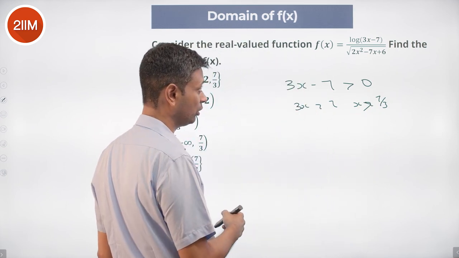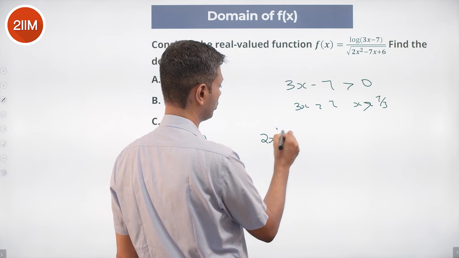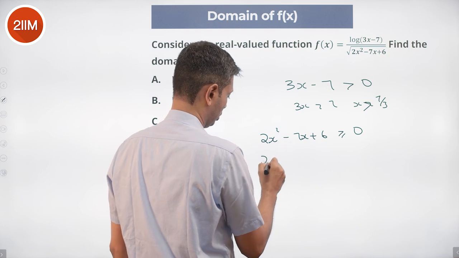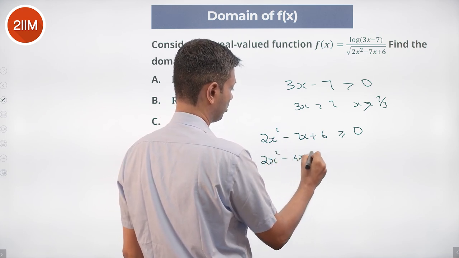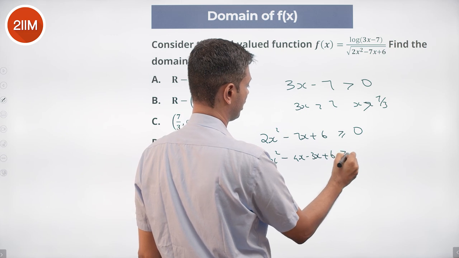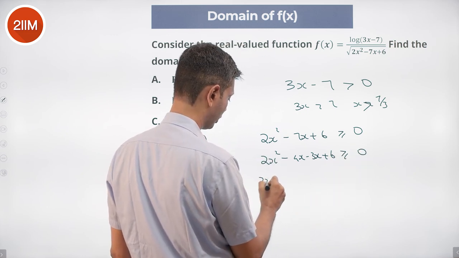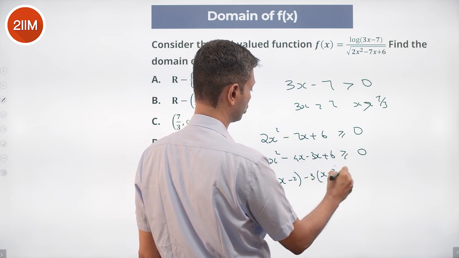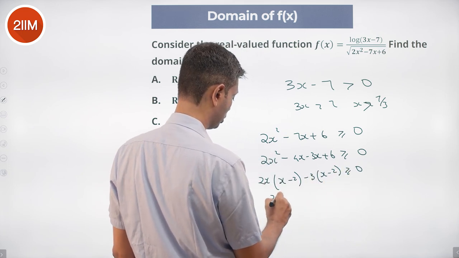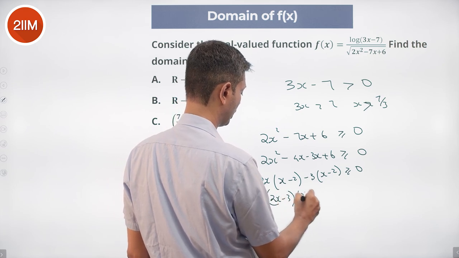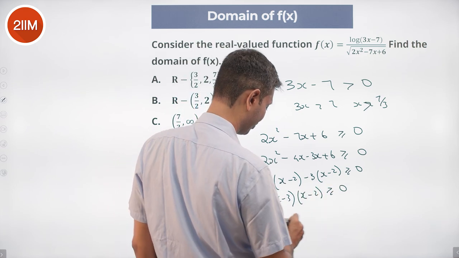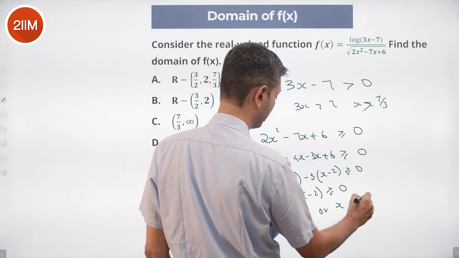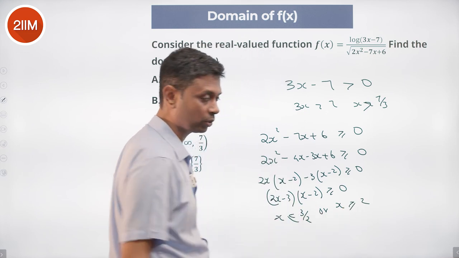Square root is defined only for quantities greater than or equal to 0. 2x square minus 7x plus 6 greater than or equal to 0. This is 2x square minus 4x minus 3x plus 6 greater than or equal to 0. 2x into x minus 2 minus 3 into x minus 2 greater than or equal to 0. 2x minus 3 into x minus 2 greater than or equal to 0. X less than or equal to 3 by 2 or x greater than or equal to 2.